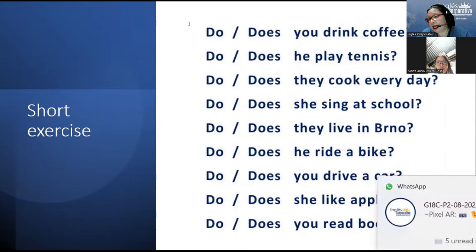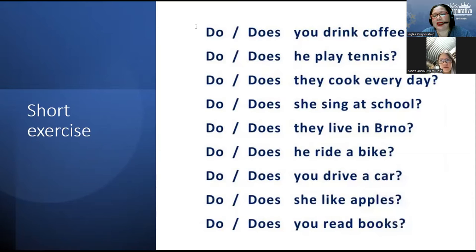Exactamente. Y también en las oraciones negativas, el do y el does depende del sujeto. ¿Ok? Entonces, en este caso hablamos de que la primera era do, y la segunda, the second one? Doesn't. No tenemos not todavía, mire. Does. Does he play tennis? Okay. What about this one?